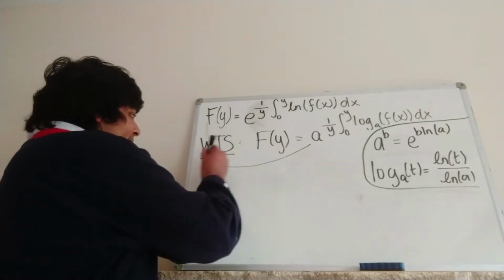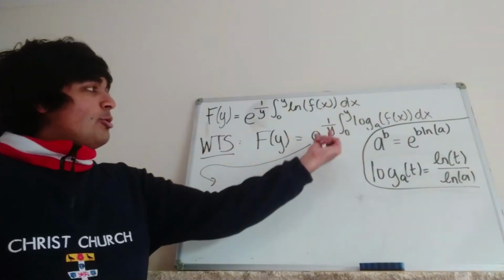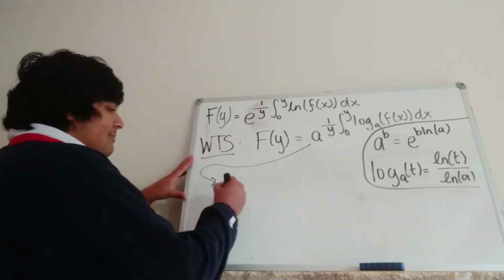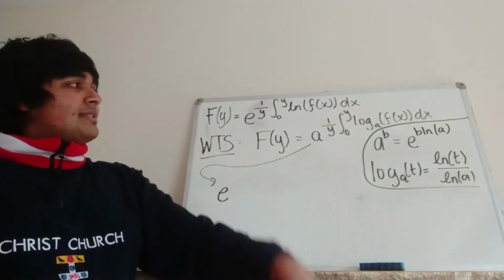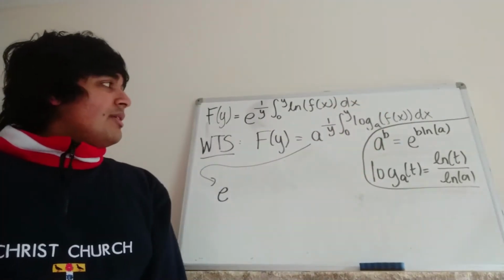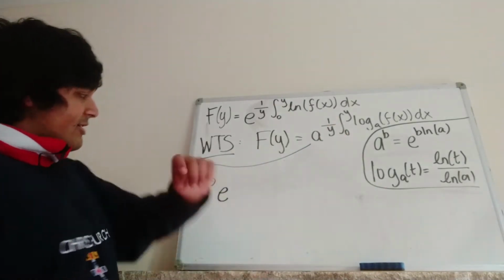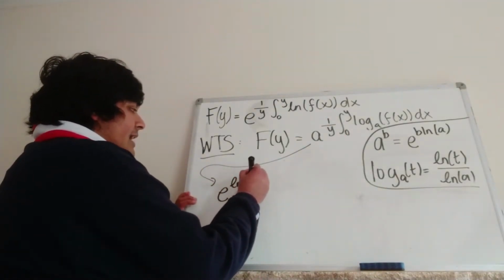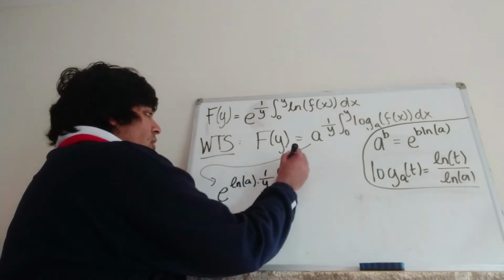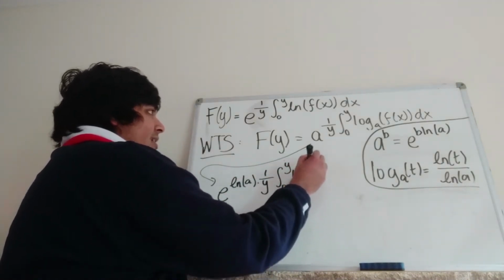So this thing here is already in the form a to the power of b, so let's use this. This is just e to the power of b times ln a. A is just a and b is this expression here. So e to the b times ln a, let me write down the ln a first, and then multiplied by b, so that's 1 over y times the integral from 0 to y of log base a of f of x dx.